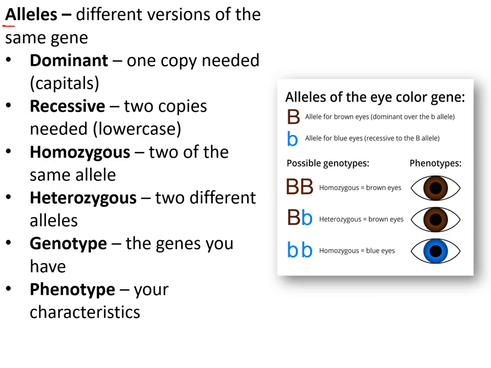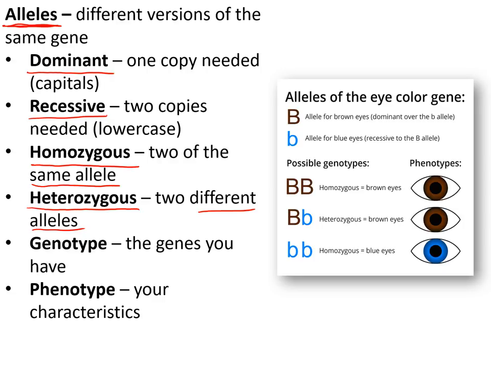Our genes come in different versions called alleles, and an allele can be dominant or recessive. A dominant allele means we only need one copy of it to show that feature, whereas with a recessive one, we need two copies of it to show the feature. Because we have two genes for each characteristic, because we get one from our mother and one from our father, we can either be homozygous or heterozygous for a gene. Homozygous means we've got two of the same allele, and heterozygous means we've got two different alleles.